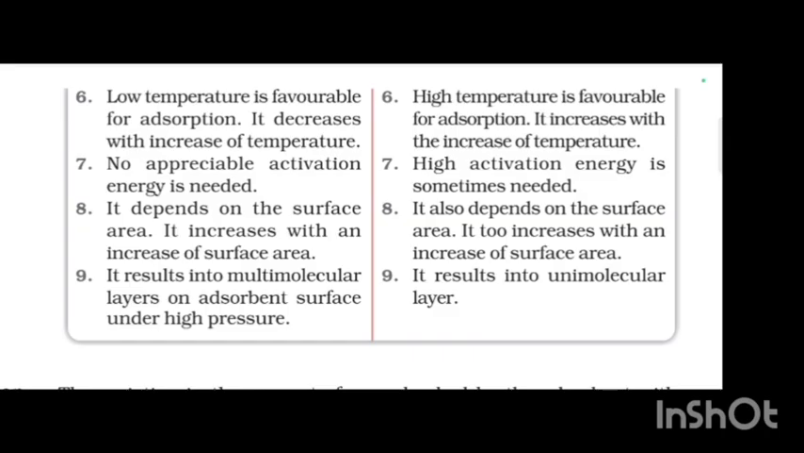Physisorption. Sixth, low temperature is favorable for adsorption. It decreases with increase of temperature. Seventh, no appreciable activation energy is needed. Eighth, it depends on the surface area. It increases with an increase of surface area. Ninth, it results in multimolecular layers on the adsorbent surface under high pressure.